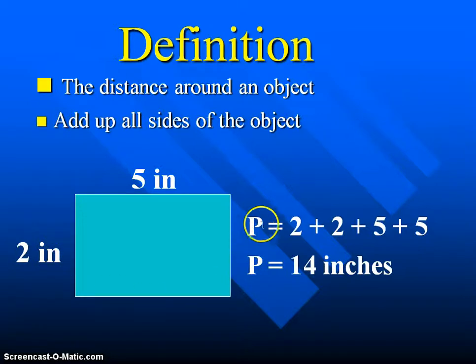So to find the perimeter here, we're going to capitalize it with the P here, P for perimeter. The perimeter equals 2 inches plus another 2 on the opposite side, plus the top 5 inches, plus the bottom 5 inches. So altogether, I would say that the perimeter of this rectangle is 14 inches.